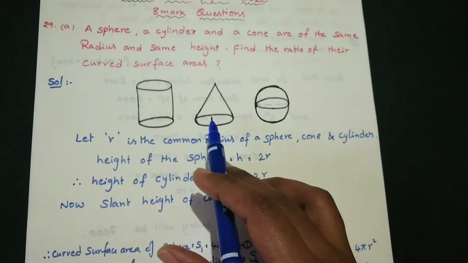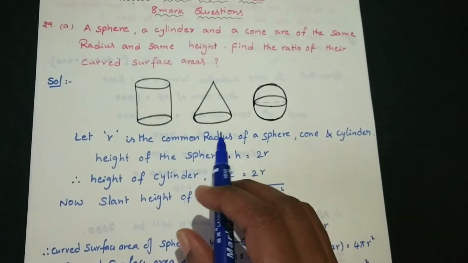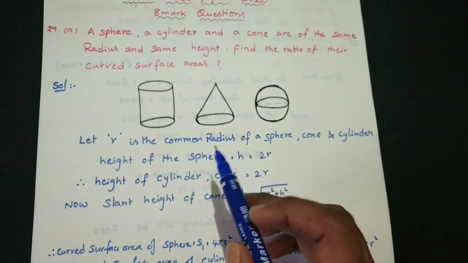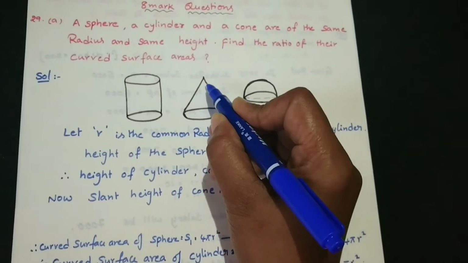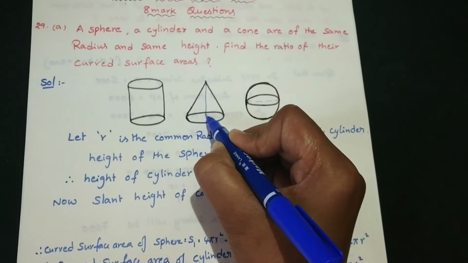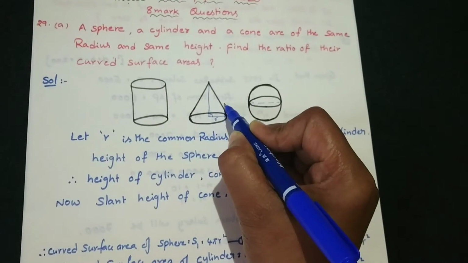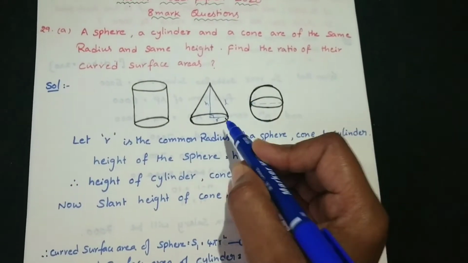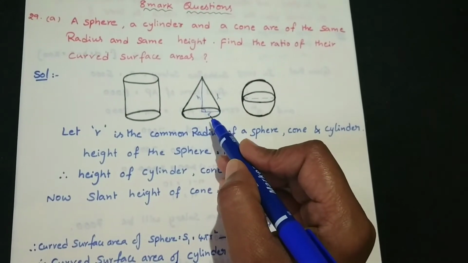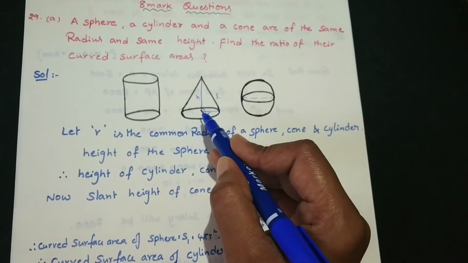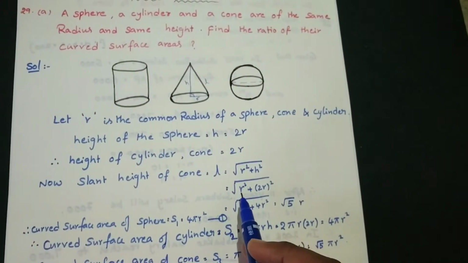Now we want the slant height. Why do we want slant height? Because in the curved surface area formula for the cone, pi r l, we need it. This is the height and this is the radius r. It will become a right angle triangle. This is l, this is h. We want the slant height. This l is how much? By applying the Pythagoras theorem, l is equal to square root of h square plus r square. That I wrote here, the square root of h square plus r square.